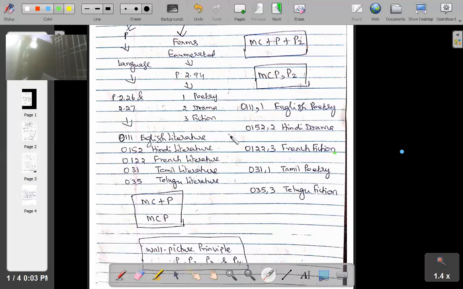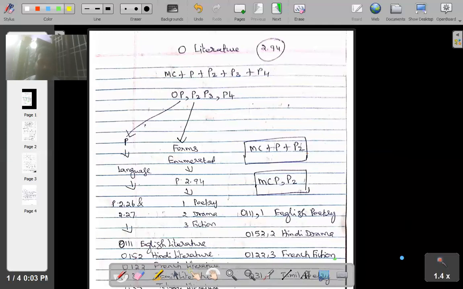So we have understood now that the main class O has 4 levels of personality. We have P, we have P2, we have P3, and we have P4. Four levels are there. And I told you P is to be taken from the language and P2 is to be taken from the main class O, where all the forms are enumerated. So that's about the first two levels of personality in main class O. In the next session, we will discuss the other levels of personality and how we can construct numbers using the other two levels also.